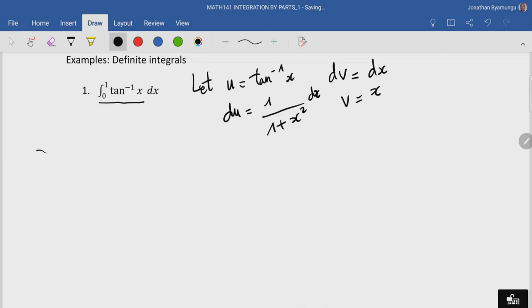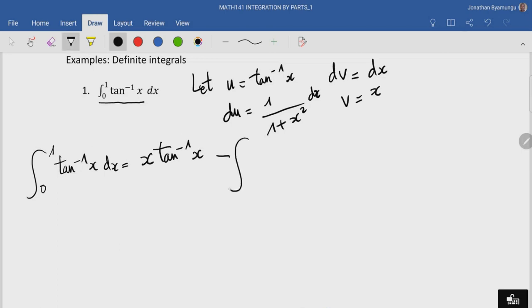So going back to the original integral, we have the integral from 0 to 1 of tan inverse of x dx is therefore equal to u times v, which is x times tan inverse of x minus the integral from 0 to 1. Obviously, this is evaluated between 0 and 1, minus the integral from 0 to 1 of v du, which is x over 1 plus x squared dx.